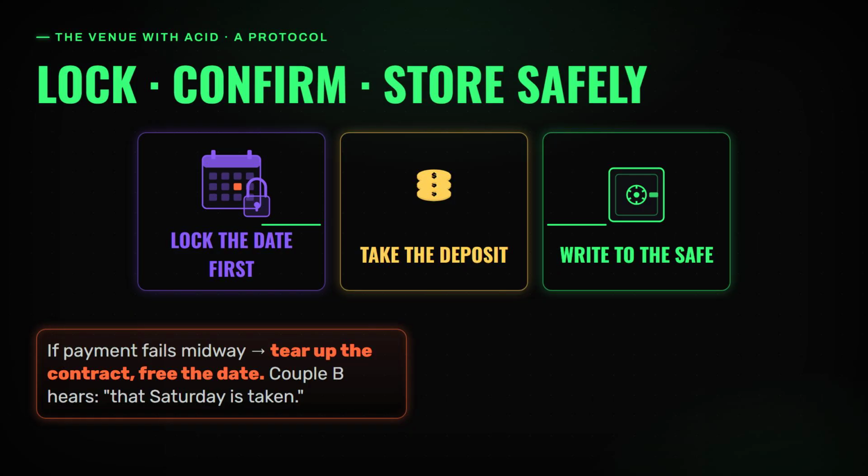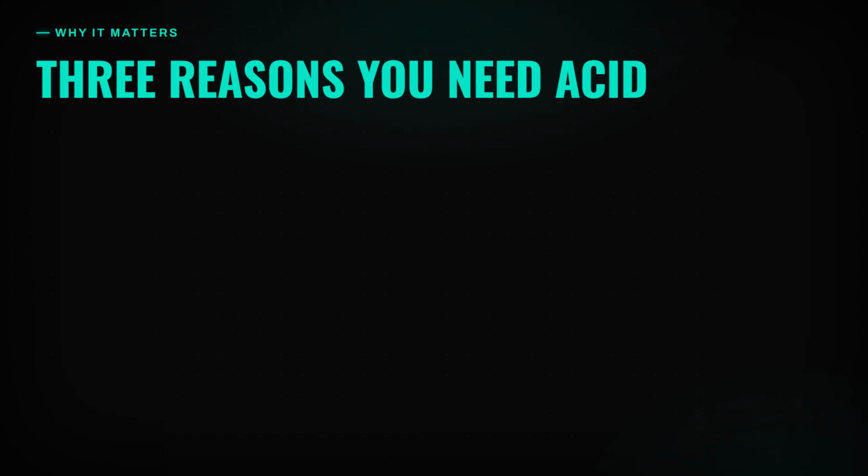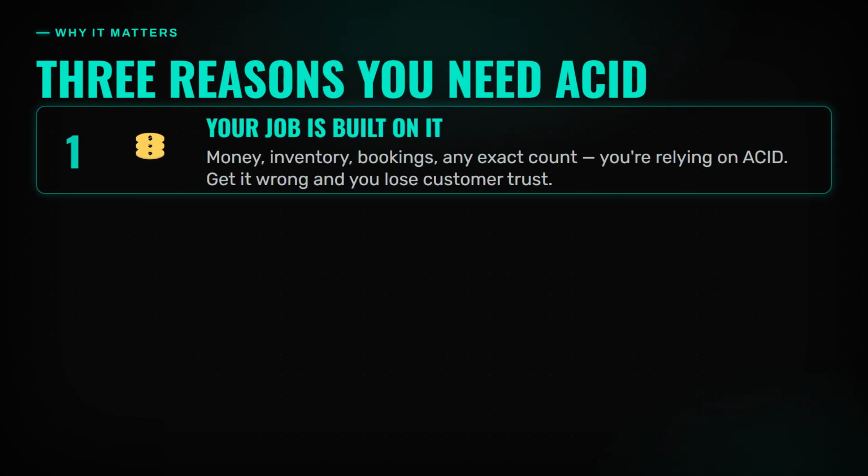Same staff, same desk, same 2 couples. The difference is the protocol: how she handles 2 requests at once, what she does when something fails halfway, and where she stores the final answer. That protocol, in database language, is the 4-letter ACID. There are 3 reasons every engineer needs to understand ACID, not just know what the letters stand for.